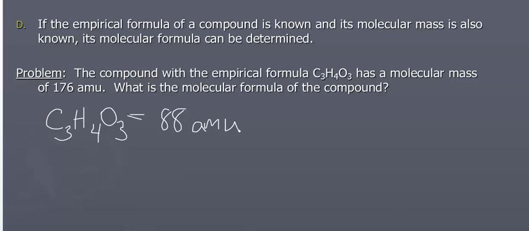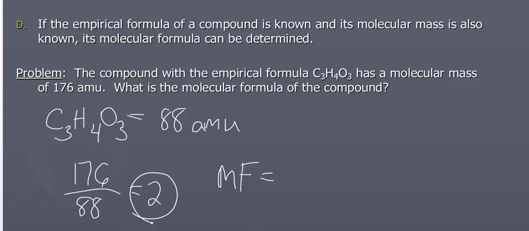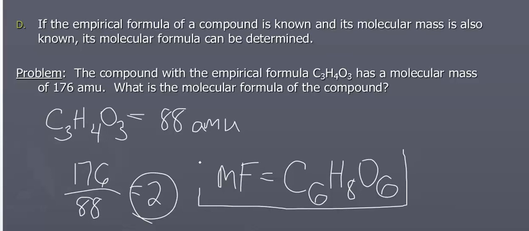Then I'm going to take the number in the problem, 176. I'm going to divide by the 88. This has to come out to a whole number. In this case, it's 2. So that tells me my molecular formula, the actual formula, is 2 times the empirical. So simply take all those subscripts and multiply by 2 to give me my molecular formula. That's the actual formula for the compound, C6H8O6.